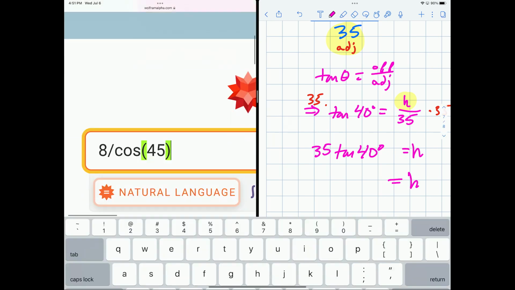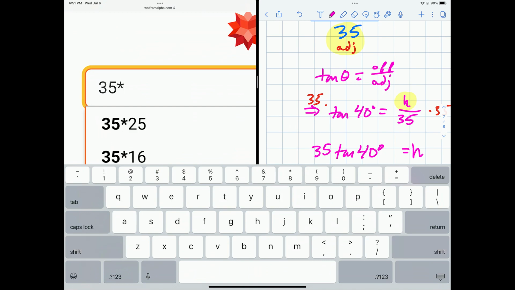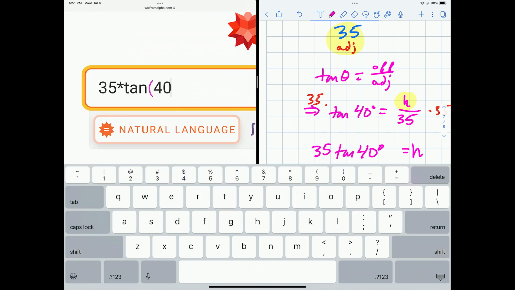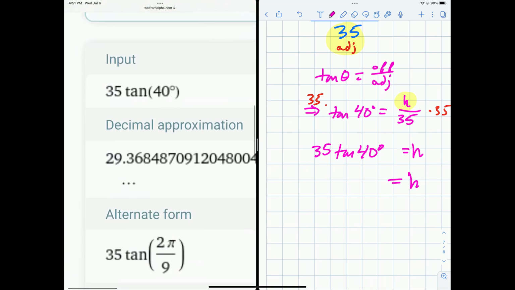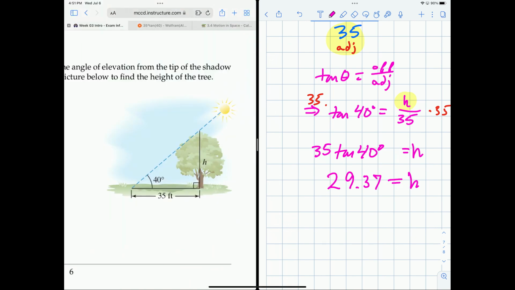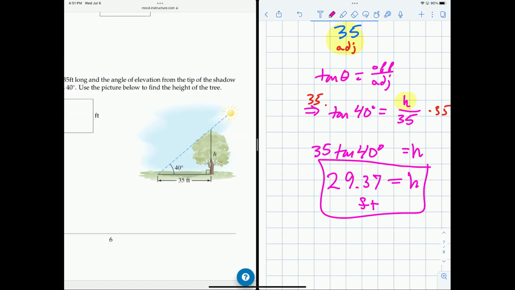Which you just come here and say 35 times the tangent of 40, which is not going to have a pretty answer, only the decimal, so 29.37. And that's going to be in whatever the units are, so it looks like we are in feet. So the tree is 29 feet tall.